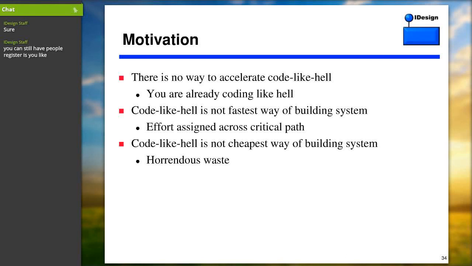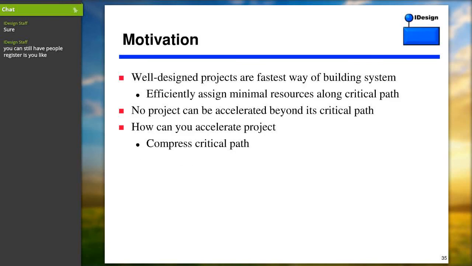Simply doing coding like hell means that things that you depend on are not ready, or things that you're working on should not be worked on at all. It's a horrendous waste. It also doesn't allow you to level the resources with the lowest amount of risk against the critical path that you simply do not acknowledge. So code like hell can't be accelerated, not the fastest, not the cheapest. What's to like? It turned out well-designed projects are the fastest way of building a system. And the reason is you assign the resources along the critical path, not across the critical path. It is as simple as that.